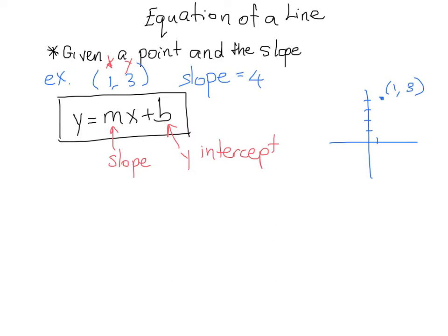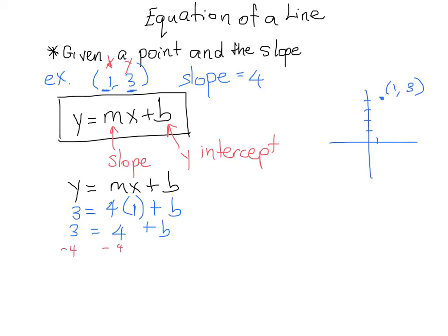So we can plug into the general form, y equals mx plus b. Since we have the point (1, 3), we can plug in that y is 3, and that x is 1, which comes from our point as well. So 3 equals m, our slope, which is 4, times x, plus b, which we don't know yet. We can simplify this and solve for b. We get that 3 is equal to 4 plus b. Now we can isolate b by subtracting 4 from both sides, and we get that b is equal to -1.